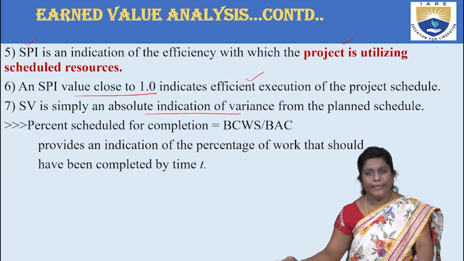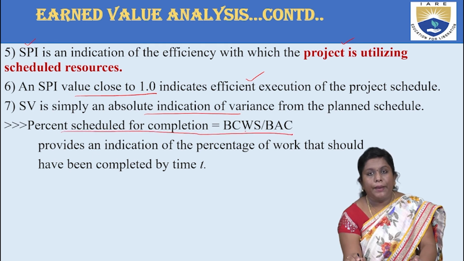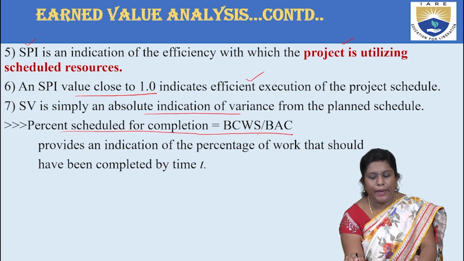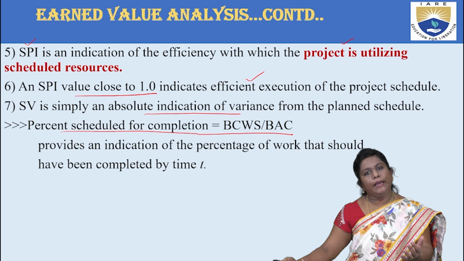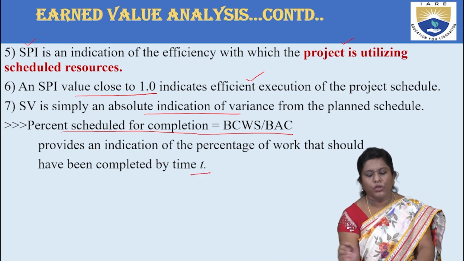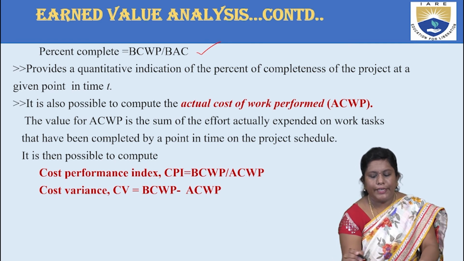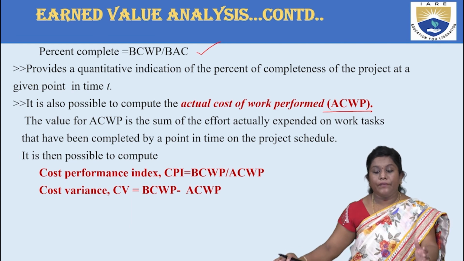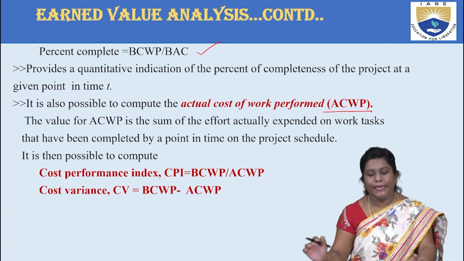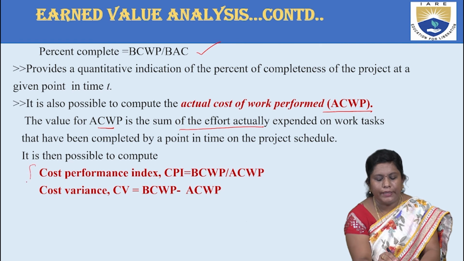And you can also state that percent scheduled for completion is nothing but budgeted cost of work scheduled divided by the budget at completion, BAC, again focusing on the time interval. However much is completed, you will calculate it in this manner. Fine. Next you have something called ACWP, that is actual cost. What is the actual cost? Here we were talking about the budgeted cost, but what exactly is the actual cost? You can calculate the value of this by summing up all the efforts. So you can compute it in these two ways.